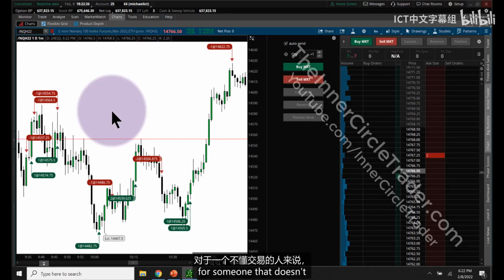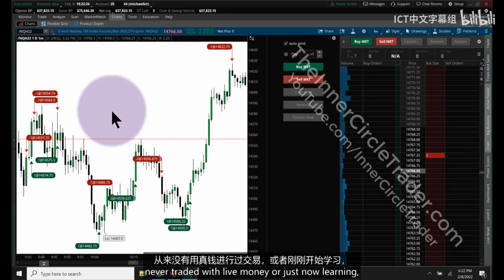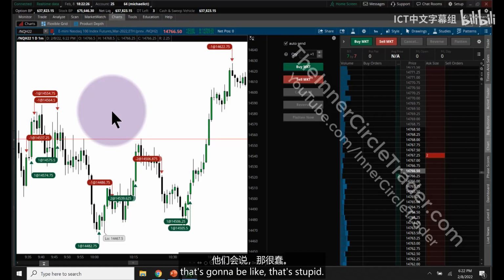Now, for someone that doesn't know what trading's like, never traded with live money, or is just now learning, that's going to be like, that's stupid. If you don't know what you're doing, why would you put an order in? Well, if you want to know how the market's likely to deliver, put some skin in the race. You'll have a greater feel for what it's doing when you put an order in. It doesn't need to be a large order.